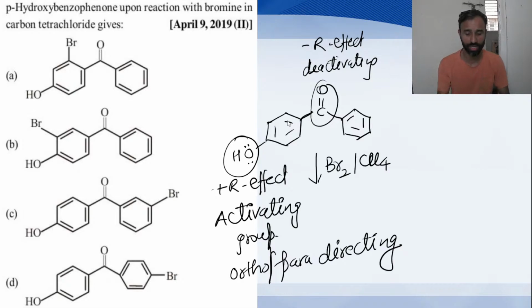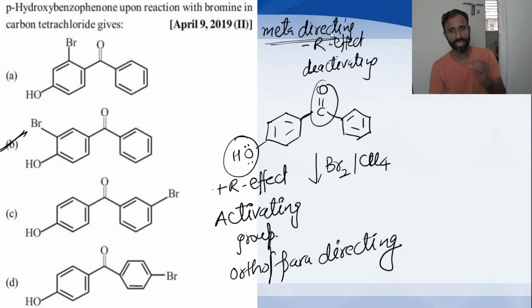So which option is correct? D. CO will not decide because CO is meta directing and deactivating. So if both types of groups are present in the molecule, deactivating and activating, keep in mind the activating group will direct the electrophile to attack. Okay.